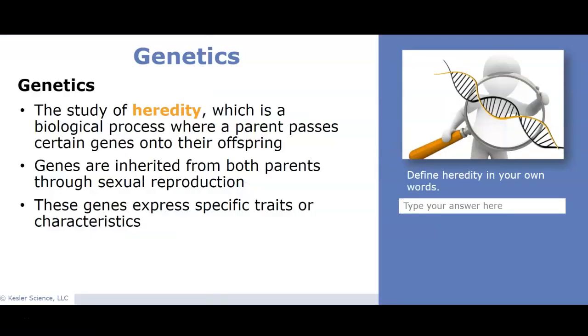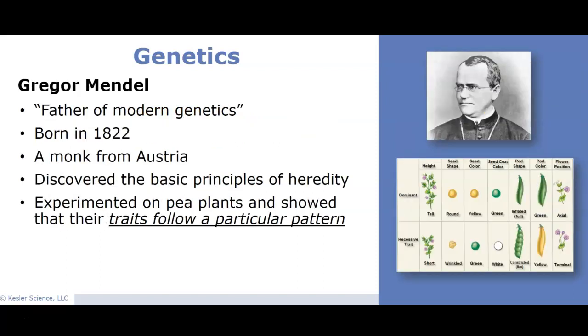Genetics is the study of heredity, which is basically how parents give their traits to their offspring. In sexual reproduction, the offspring get their genes from both parents. In asexual, it just comes from one parent. And this expresses specific traits or genes or characteristics. Gregor Mendel was a monk from Austria, and he studied pea plants and figured out that traits follow a particular pattern. You can see on the right some of the different traits that he studied.